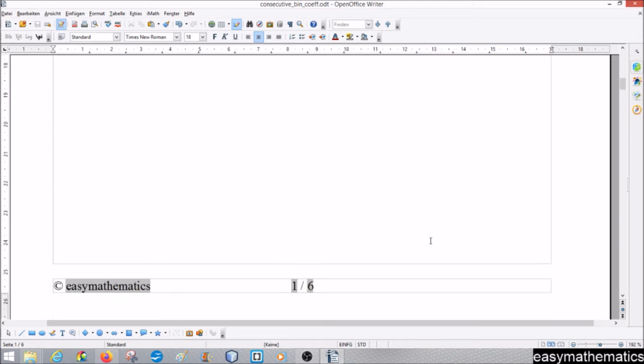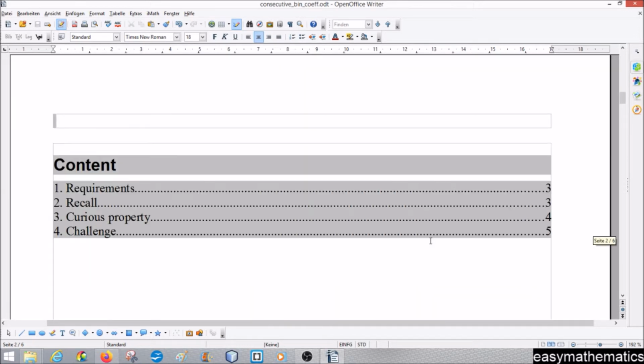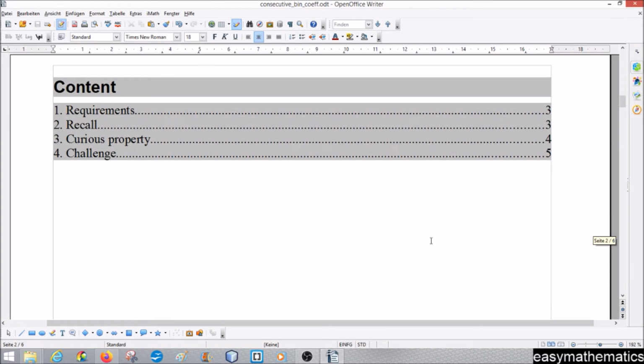So let's see what we want to do. First I talk about some requirements, then I make some recalls, then we take a look at the curious property, and then I show the challenge. Alright, so let's go.